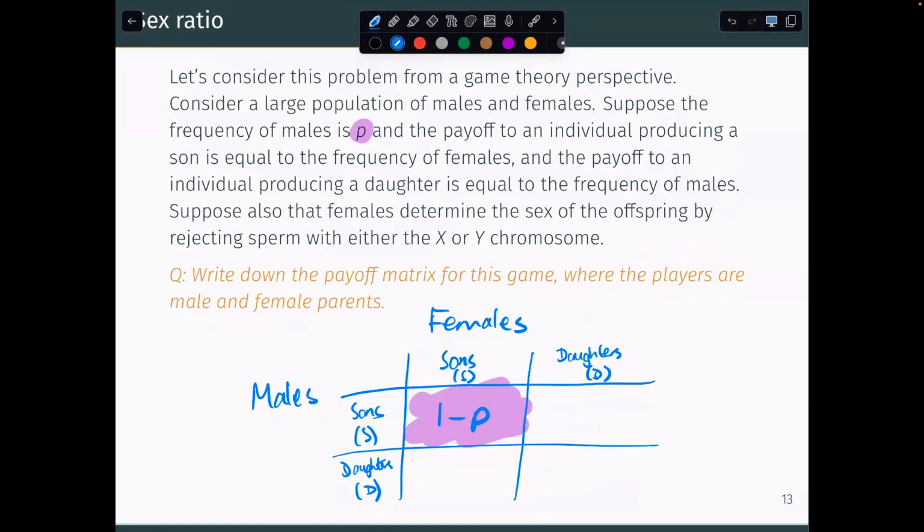Okay, just because it's easy, we'll jump down to this box down here. What about daughters? P. Okay, so it gets slightly trickier. How about this box down here? This is males wanting to produce daughters and females wanting to produce sons. Any ideas? Maybe you reread the last sentence again of the paragraph.